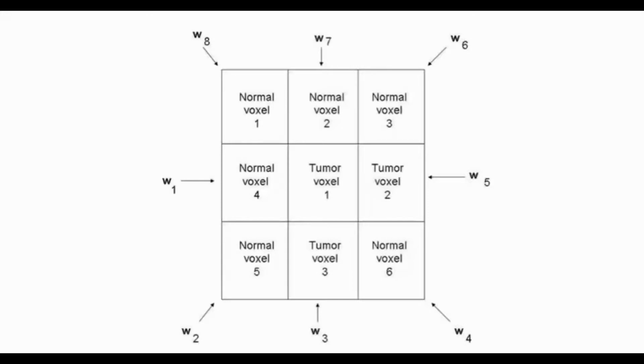This question wants you to construct the matrix that converts beam weights into doses in the normal tissue voxels, that's A sub n, for this 3x3 arrangement of voxels.